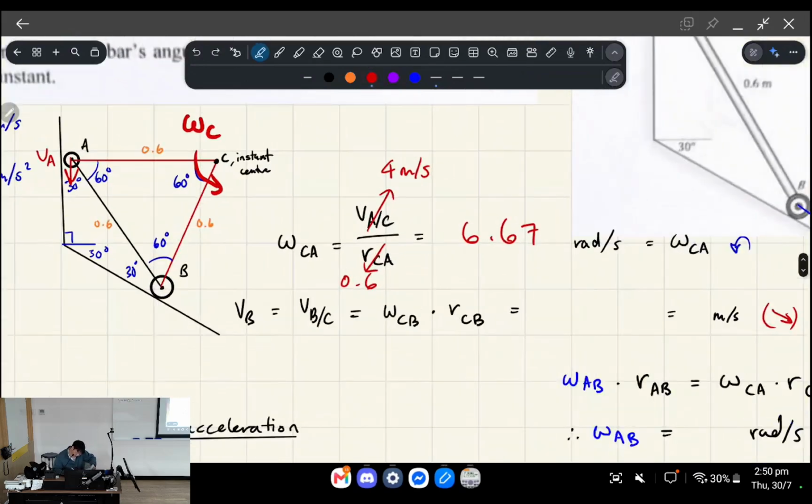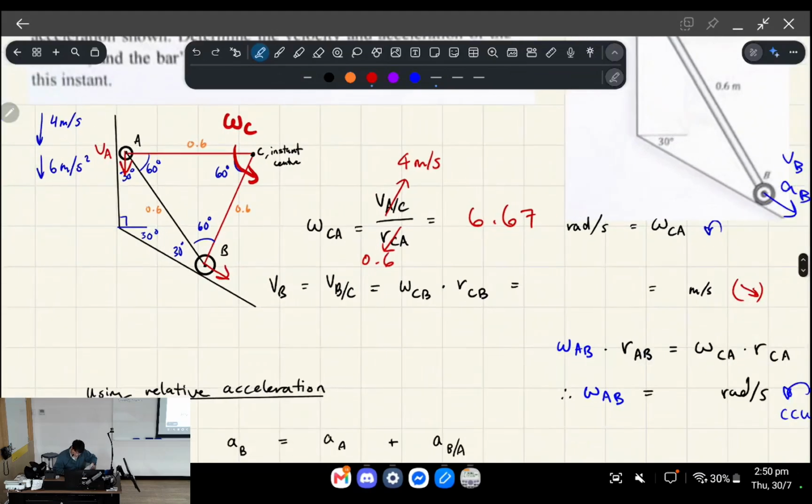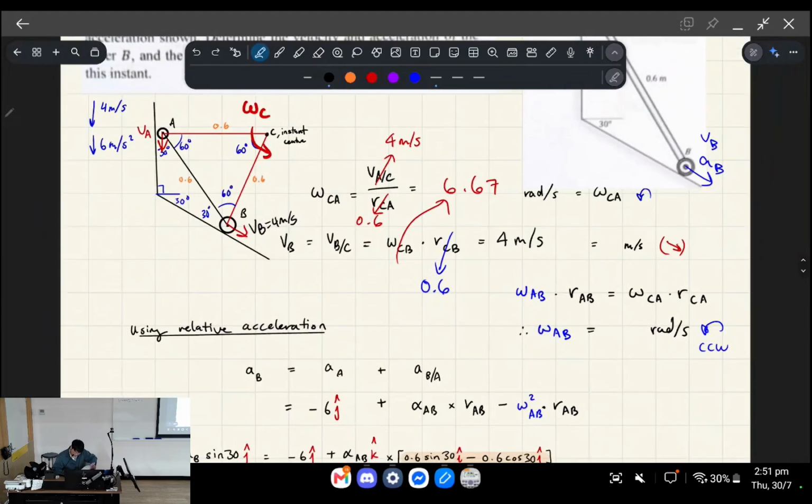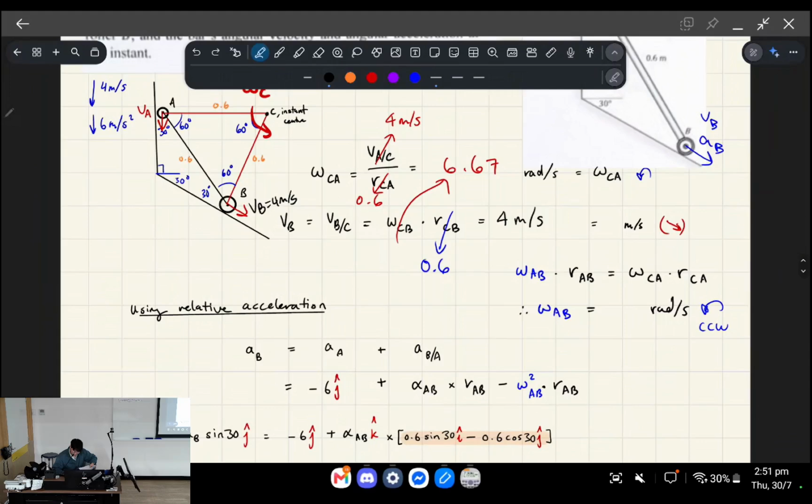And for the velocity of B, because all of these lever arms are the same length, you're going to see some pretty familiar numbers. We input our angular velocity around C, and then we input that lever arm, which is the same as this lever arm, giving us that the velocity of B is the same. So this VB is 4 meters per second, just like how VA was 4 meters per second. Cool.